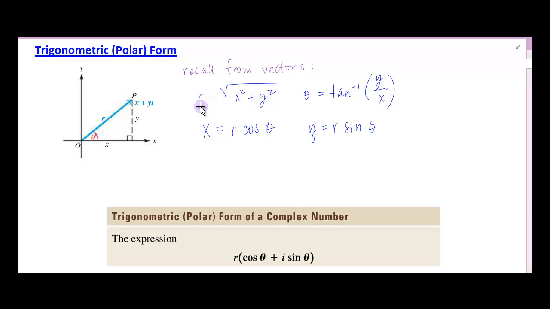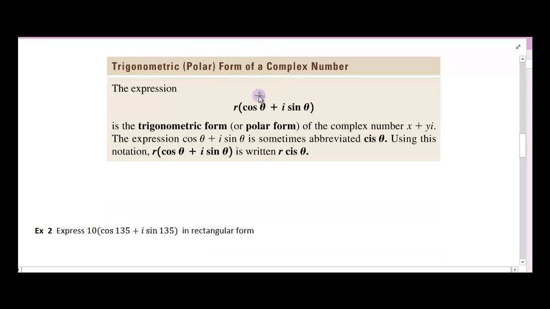We can recall from vectors that r, or the magnitude, is equal to the square root of x squared plus y squared, and theta, which is our direction, is equal to the inverse tangent of the vertical component over the horizontal component. So I can represent complex numbers in what we call polar form by identifying this relationship here. So if I were looking at this expression, r cosine theta plus i sine theta, this expression right here is the polar form of a complex number.